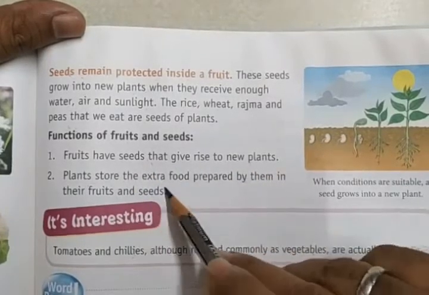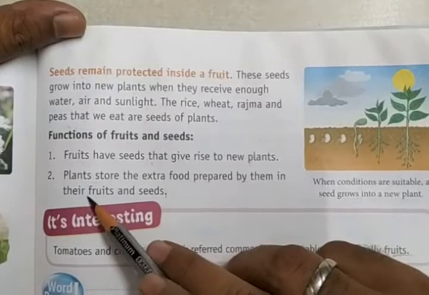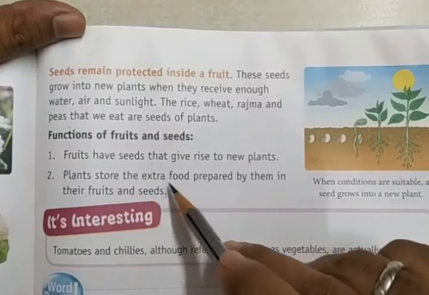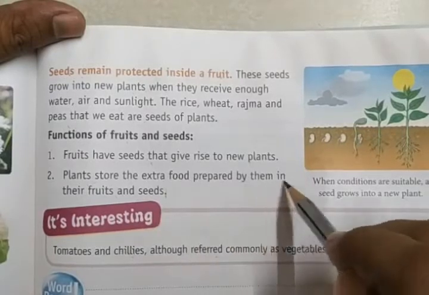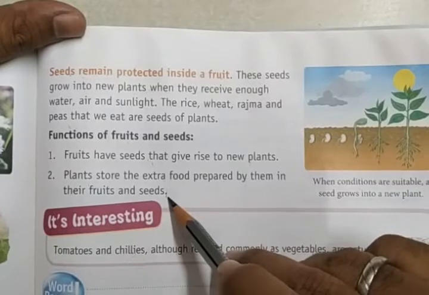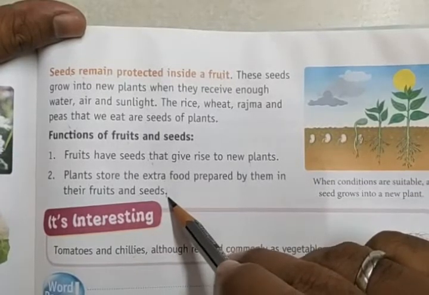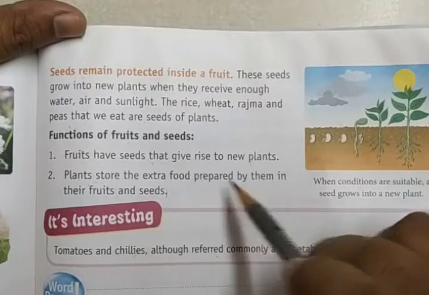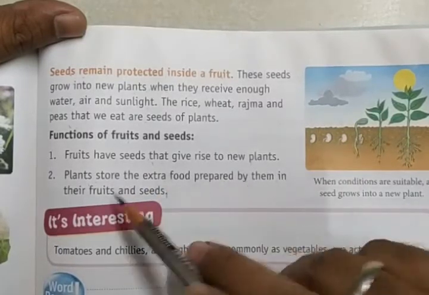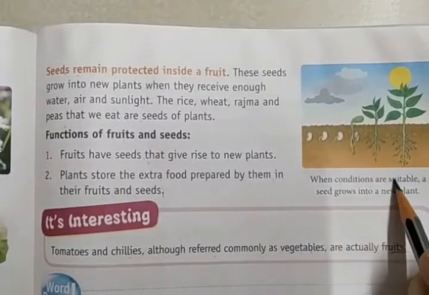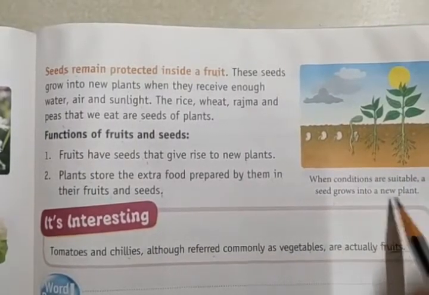Plants store extra food prepared by them in their fruits and seeds. Some plants store their extra food in the fruits and seeds. When conditions are suitable, a seed grows into a new plant.